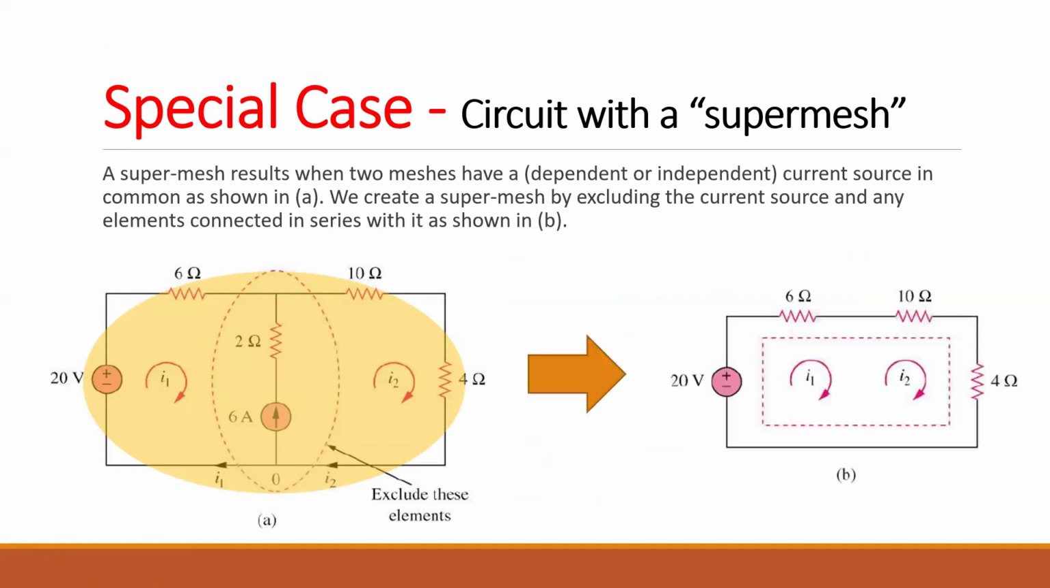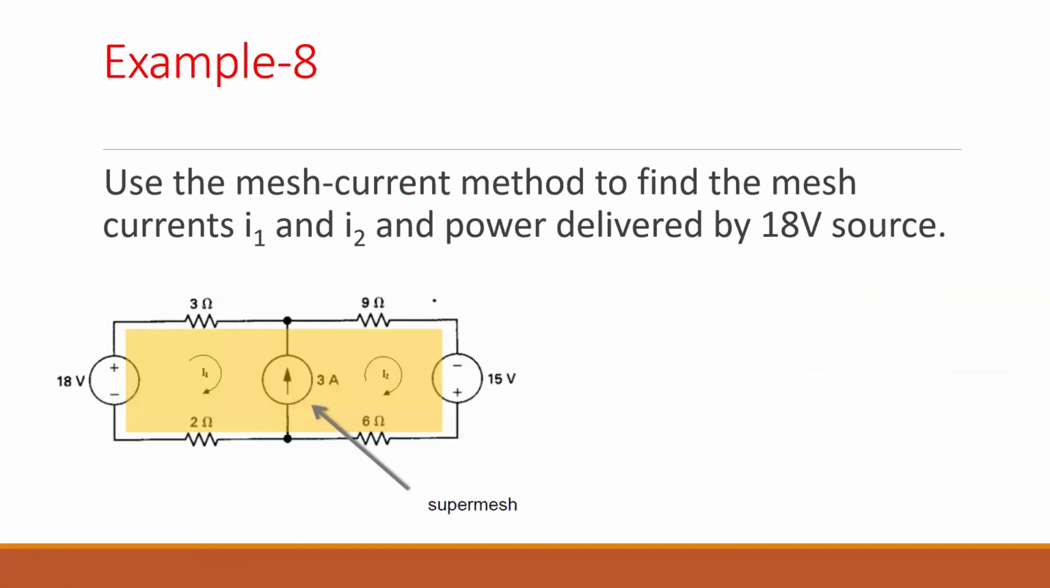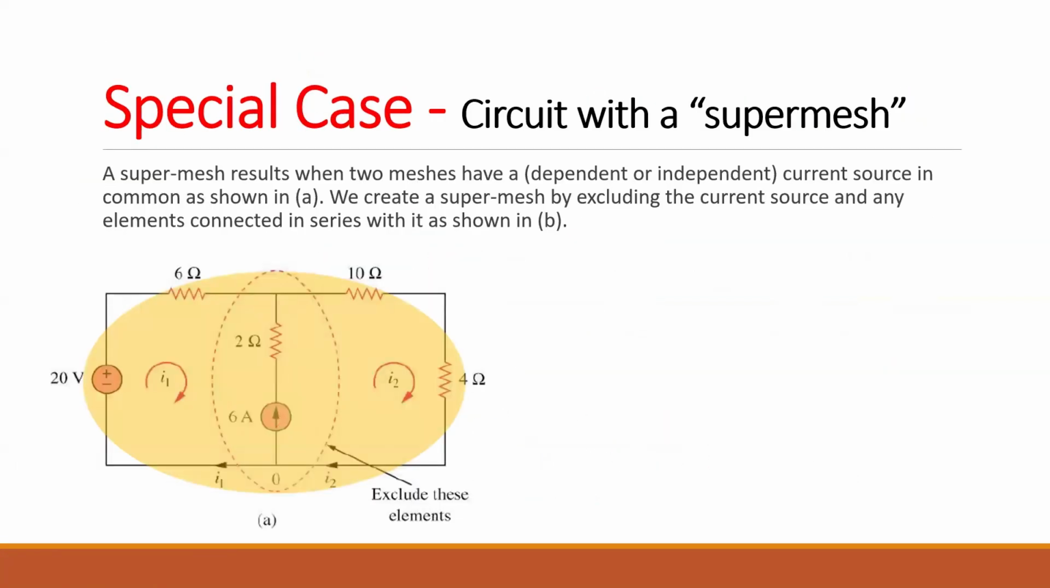So let's do a question, okay? We'll do this question, this one. So we have two meshes here. The left hand side is mesh 1, the right hand side is mesh 2. We assign the mesh currents in the same way, mesh 1 and mesh 2, but we apply KVL not to mesh 1, not to mesh 2, we apply it to the supermesh.